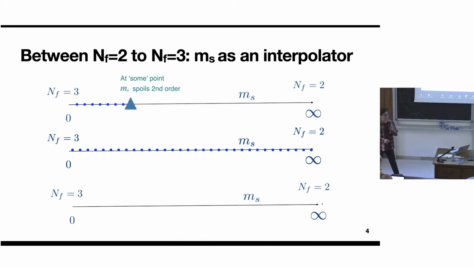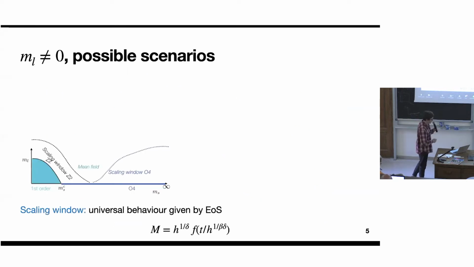Now, this is what happens if we take the light quark mass to 0 and we vary the strange quark mass. Let's add to this a non-zero light quark mass. And let's, for the time being, assume that we have a first order region for three flavors, which then ends at some critical strange mass, and then it goes into a second order region, a second order line.